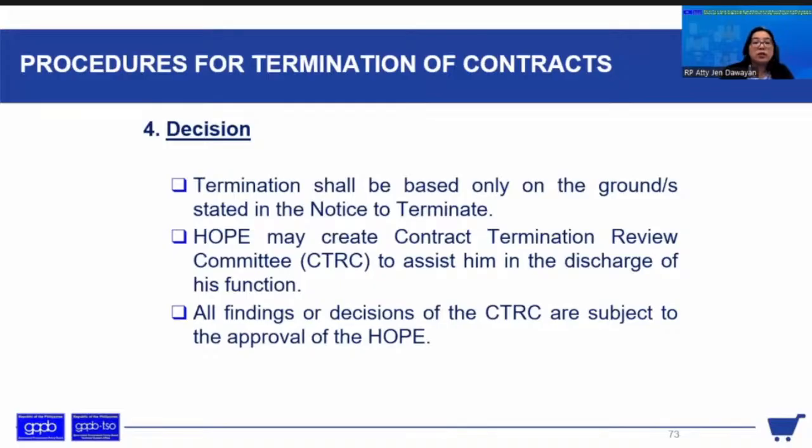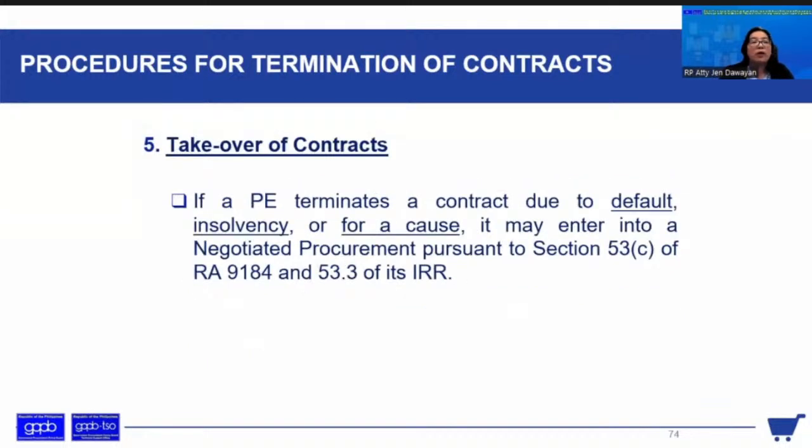And all decisions or findings are subject to the approval of the HOPE. If the procuring entity terminates the contract due to fault or insolvency or for a cause, it may enter, of course, into a negotiated procurement as an alternative mode of procurement under 53C of the revised IRR of RA 9184, where pwedeng i-take over yung contract na yan, no? Pero hindi naman ho lahat ay pwedeng ma-take over. Like for example, kung termination by convenience na talagang it has been determined to be financially or technically not feasible anymore. So, yun.